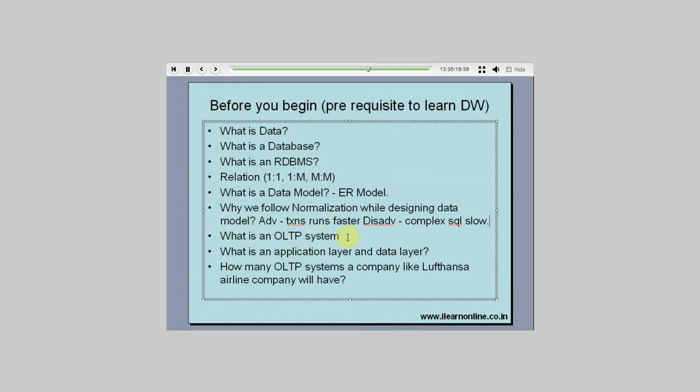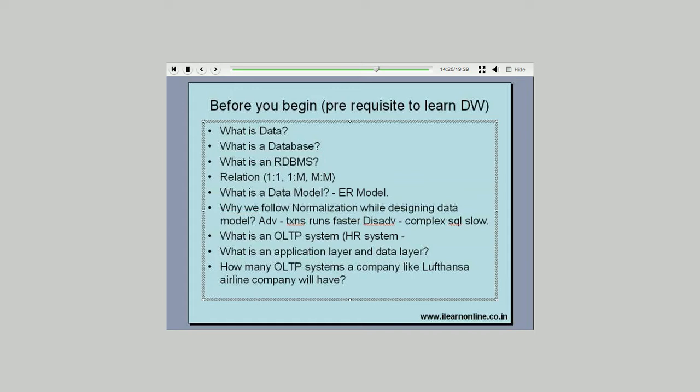Now we will talk about what an OLTP system is. What does OLTP stand for? OLTP is Online Transaction Processing System. Well, give me an example of an online transaction processing system. Any system which helps to run a company, we call it an OLTP system. Say, the HR system of any company. What does the HR system of any company do?